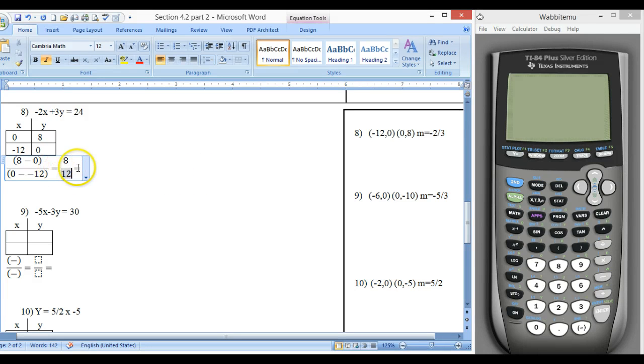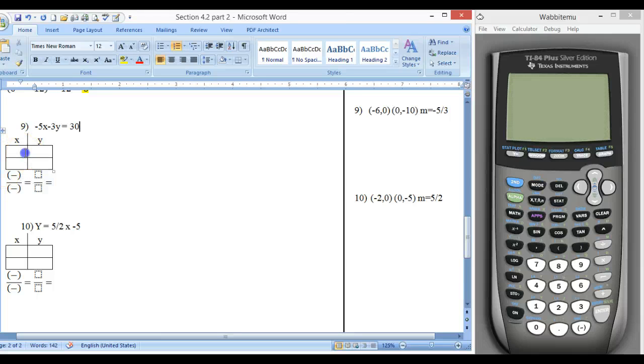And then divide both of those by what goes into them? 4. So I have 2 over 3. And it seems that I have a negative 2/3, so let's just double check and see if I did it wrong previously or just now. So I have 8 subtract 0 over 0 minus negative 12. It seems I did that one wrong. So that should be a positive 2/3. All right, and highlight that as the answer. And let's move to the next one.